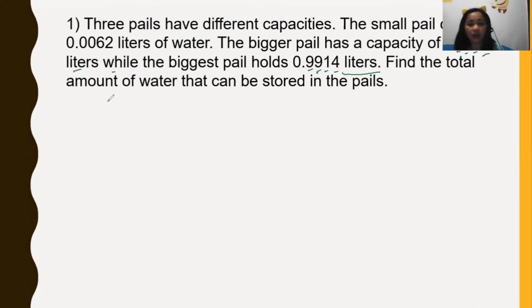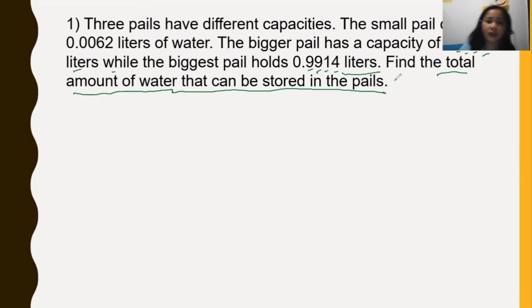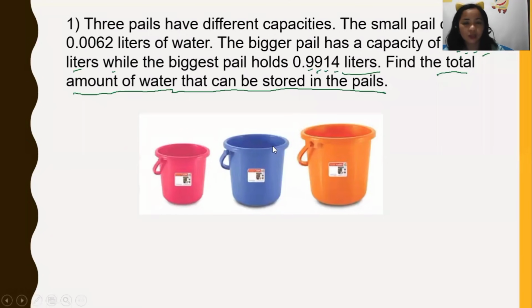Ang tinatanong here, what is asked in the problem is the total amount of water. Gaano kadami ang laman na pwedeng ilagay doon sa tatlong pails or tatlong timba. Alright. Now, we're going to find the total amount of water that can be stored in the pails. So, tingnan natin. Let's see. Ayan. So, look at here.